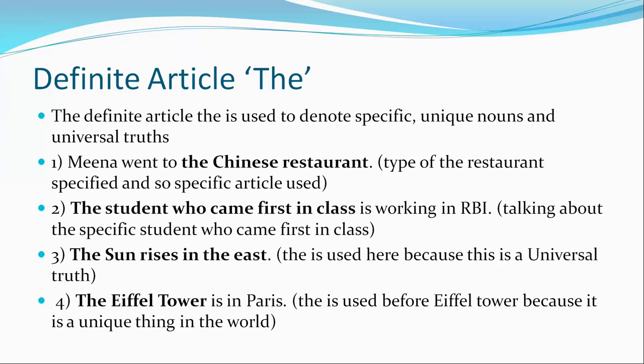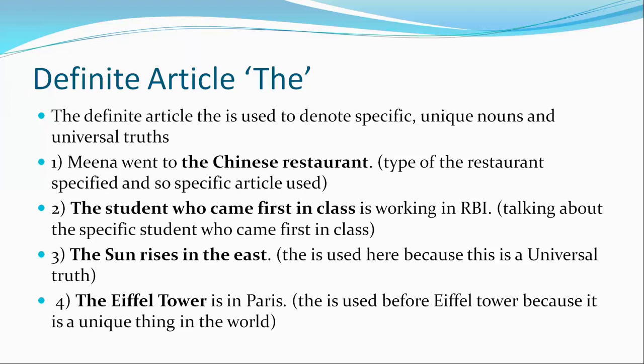The restaurant type is specified here, and so we use the definite article, the specific article, the. Taking the second example, the student who came first in class is working in RBI. Here the noun student is specified. It is specified only about the student who came first in class. We are taking specifically the particular student, and so the article the is mentioned here.